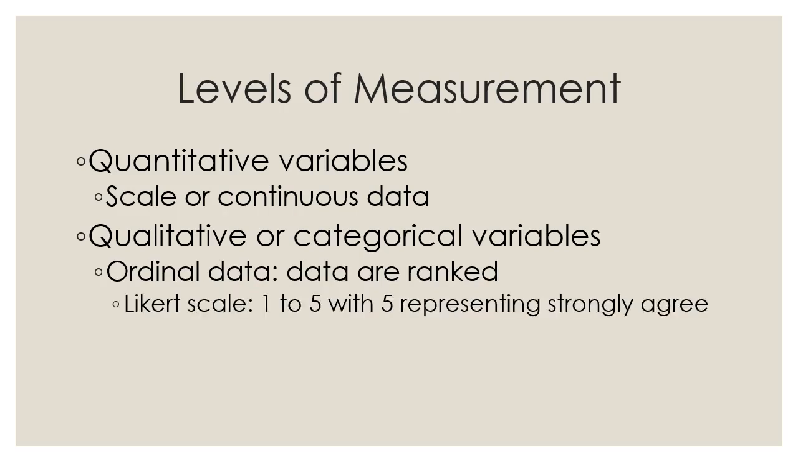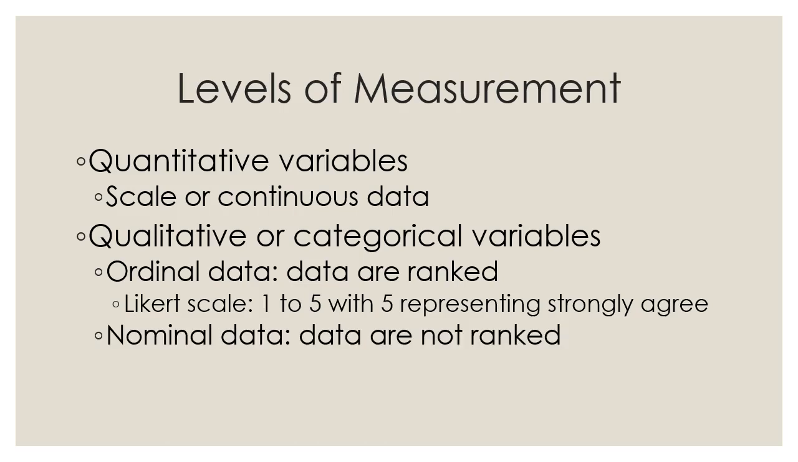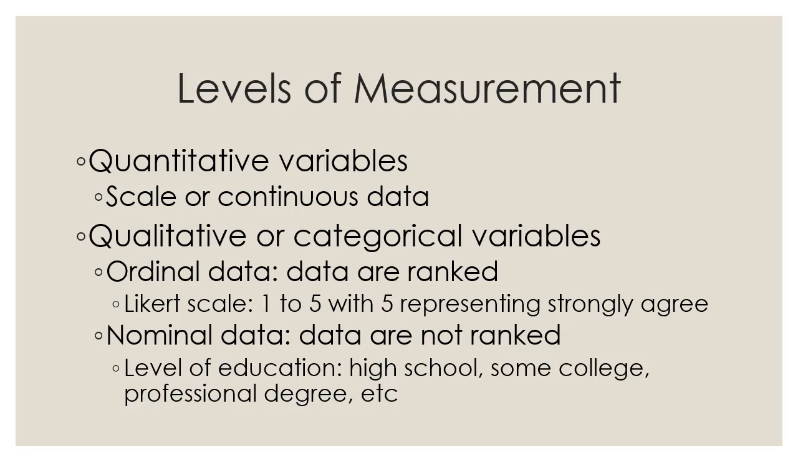An example would be when you're measuring something in a Likert scale. Let's say you're asking people to taste something, and you ask them to mark on a scale of 1 to 5, from 1 being strongly disagree and 5 being strongly agree. So there is an order to this, because the higher numbers are the ones that represent greater agreement. So that's ordinal data. But you also have nominal data, which are data that are categorical but not necessarily ordered or ranked. So an example would be level of education, right? Because you would have high school, some college, professional degree, and etc.